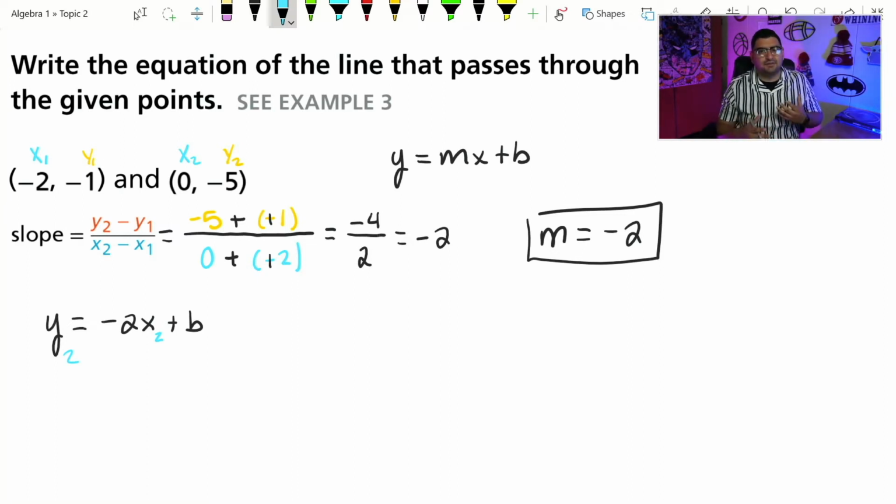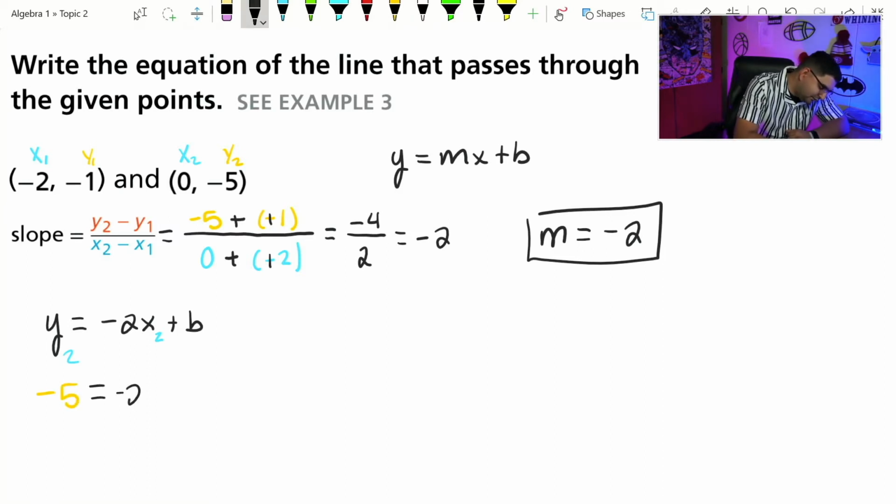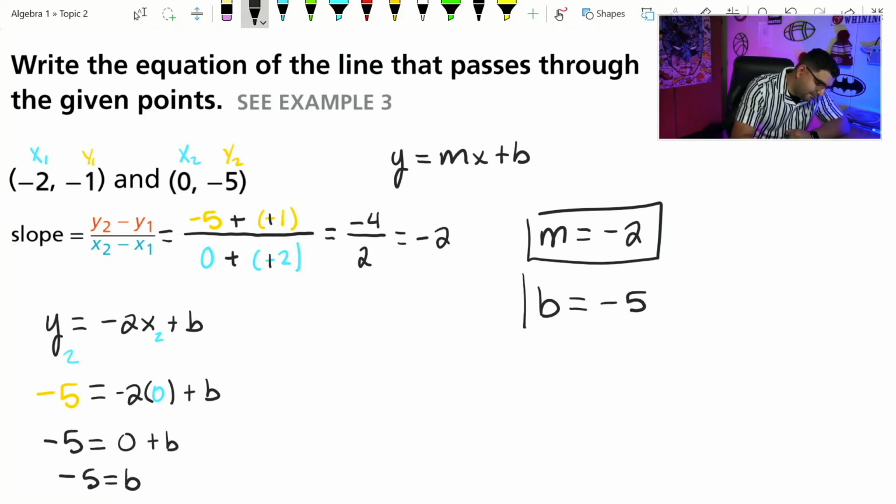Because I like plugging in the number 0, I'm going to plug in x2 and y2 into this equation, which would get me -5 equals -2 times x2, which is 0, plus b. -5 would then equal -2 times 0, which is just 0, plus b, which is the same as just -5 equals b. And I have now found that b is equal to -5.